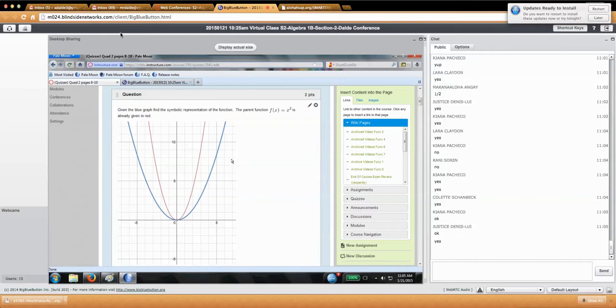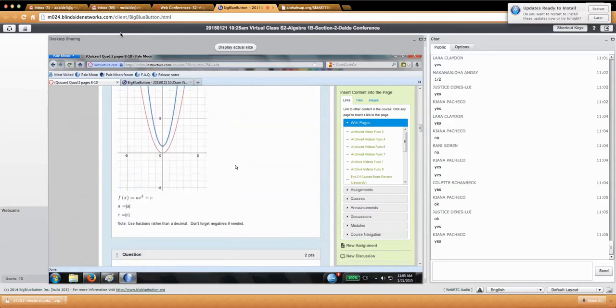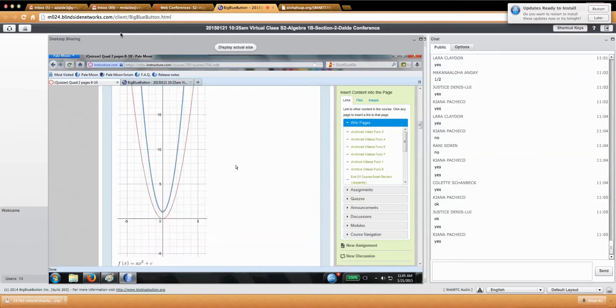All right, let's take a look at this one. I think that this might be a good thing for us to talk about. What are your thoughts about this graph right here? What is C going to be? C is going to be 1. Exactly. Very good. Because you're moving the graph up by 1 unit.